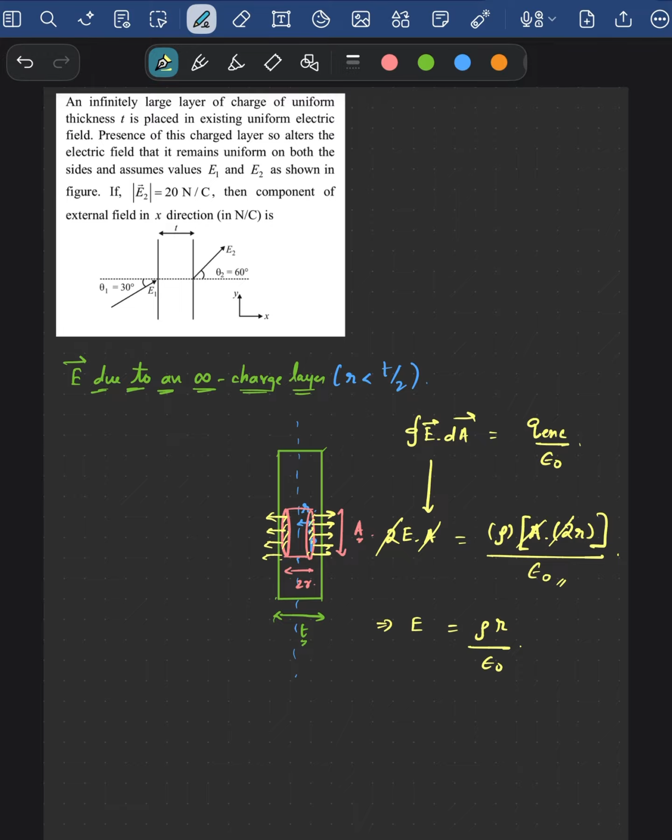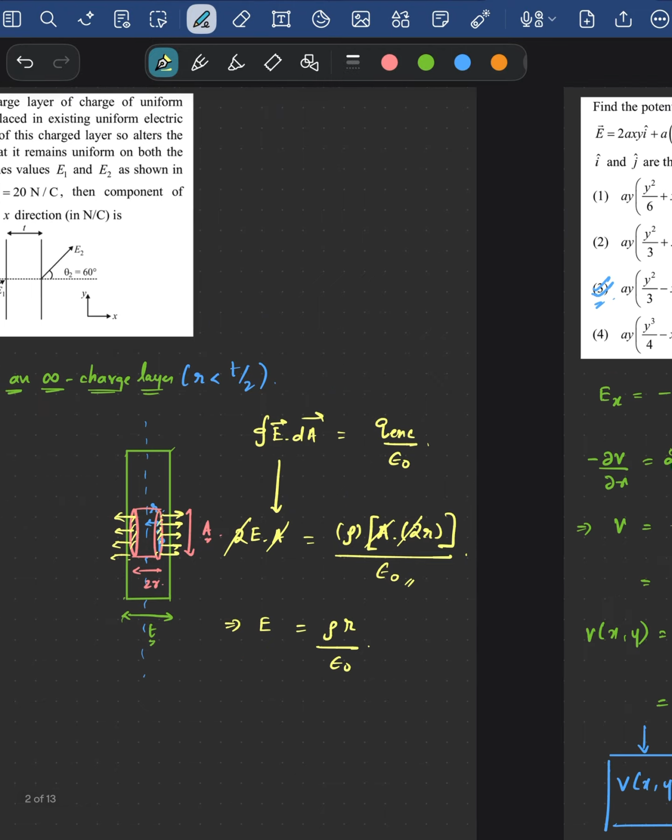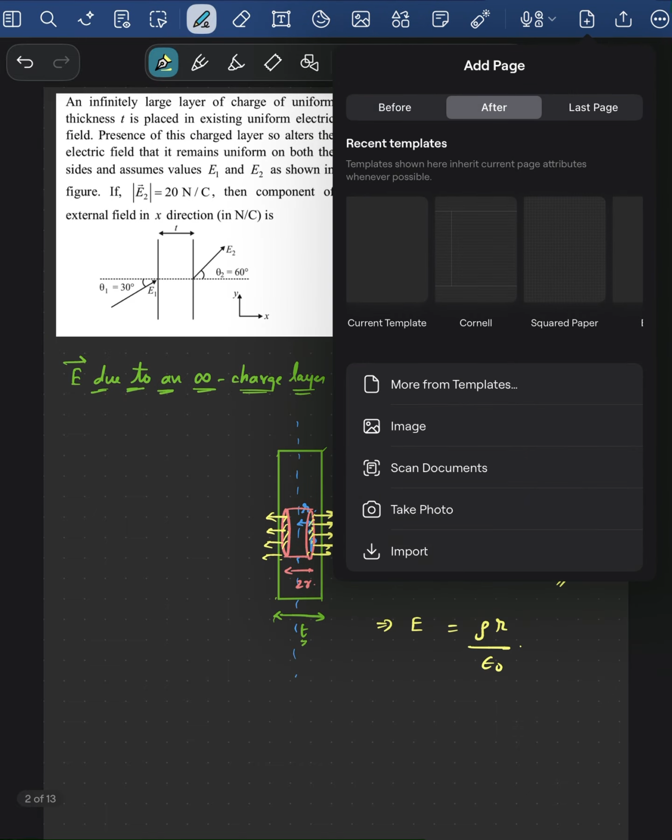Now let's actually go to the question. We need to calculate field due to this infinite charge layer for points lying outside this layer. So as you can guess, we'll have to once again use the same idea. We'll now have to calculate what's the field due to this charge layer at a point P, which is now lying outside the layer. So let's say this point P is lying at a distance of r from the central line of this layer, and here r is greater than t by 2, which means we are outside this layer right now, right? So once again we'll make use of Gauss law.